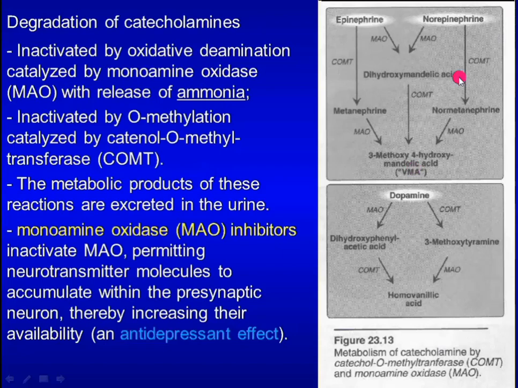MAO inhibitors act as antidepressants. MAO inhibitors inactivate MAO, permitting neurotransmitter molecules to accumulate within a presynaptic neuron, thereby increasing their availability.